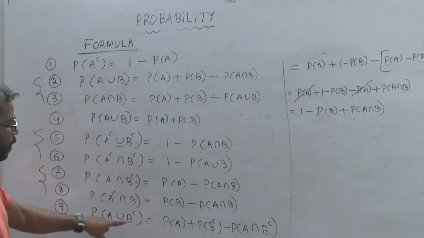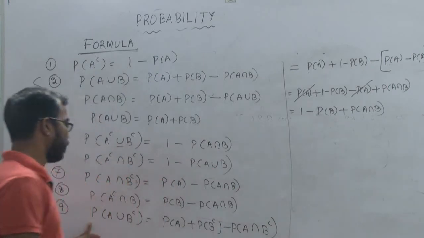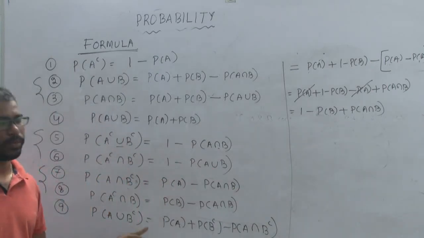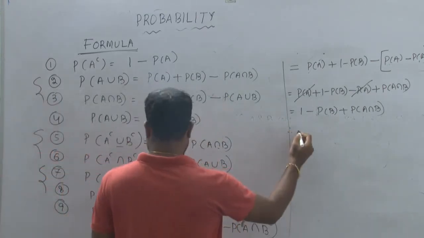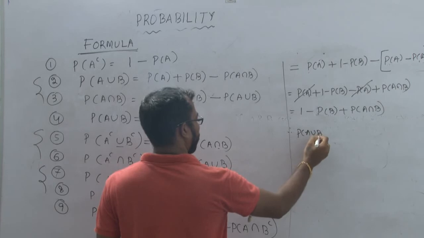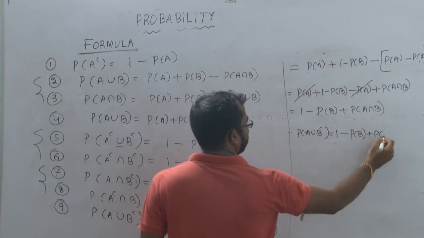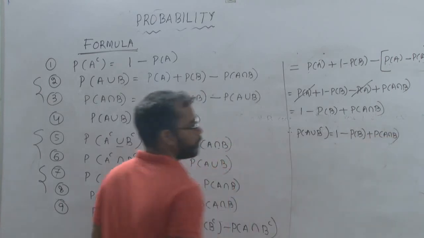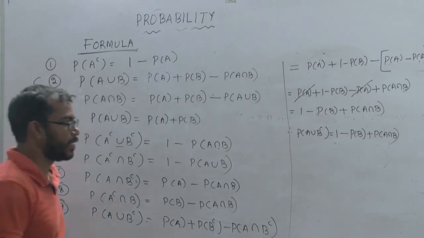So this is the formula that we have for probability of A union complement of B, as you know, formula number 9. Finally you can write probability of A union complement of B is equal to 1 minus P of B plus probability of A intersection B. So finally we have learned that probability of A union complement of B is equal to 1 minus P of B plus P of A intersection B.